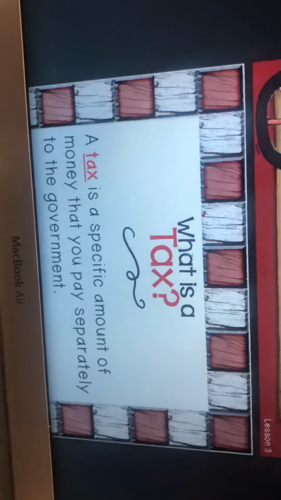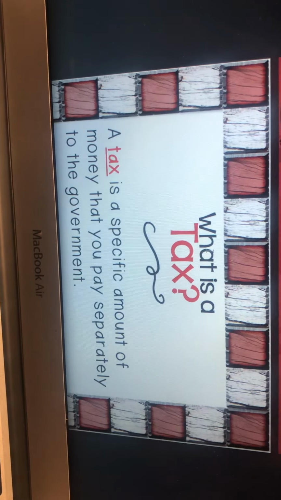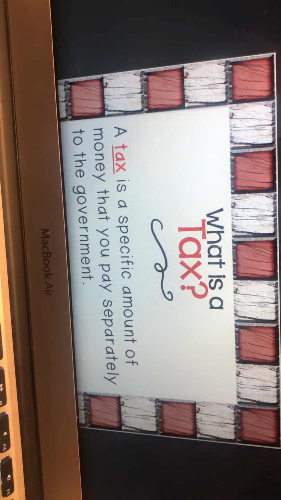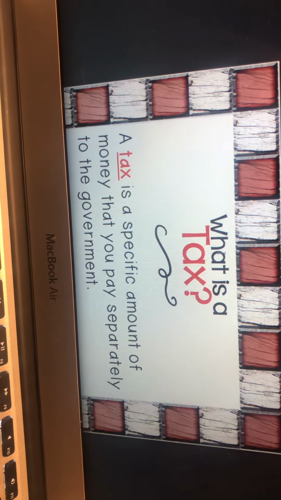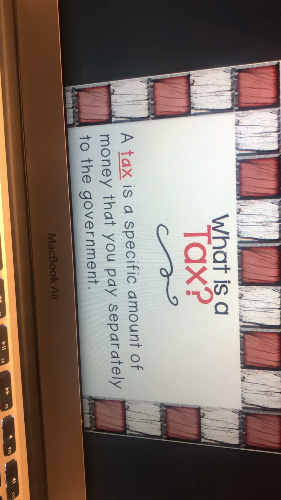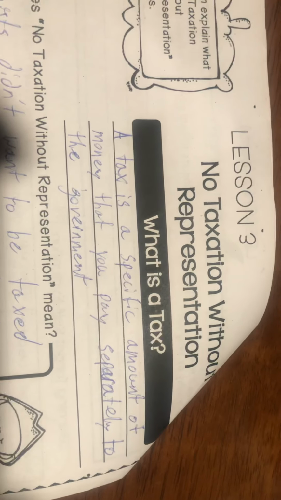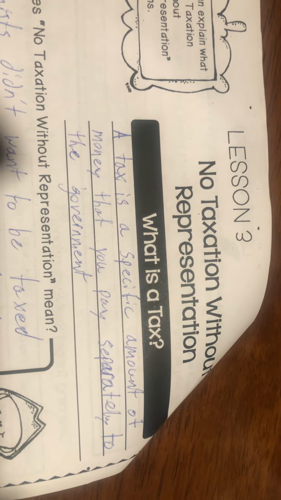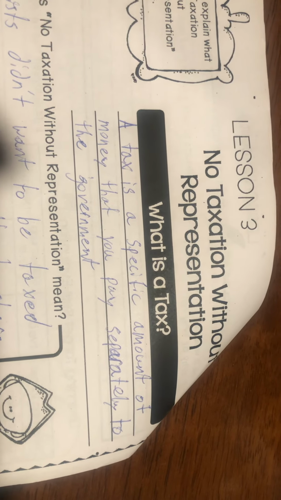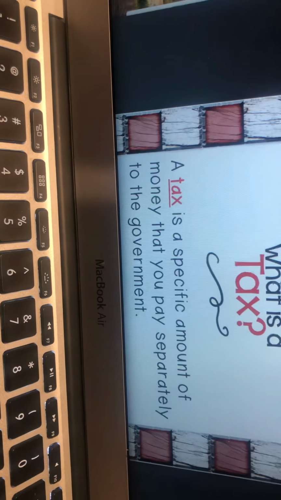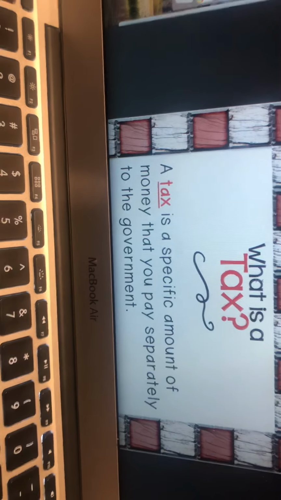Okay, next we're going to be getting into what is a tax. Flip to page 7 in your packet, because you'll be writing this down. So what is a tax? A tax is a specific amount of money that you pay separately to the government. On page 7, that would go right here. Please do not forget to pause the video at times so you can write this down, in the top right corner on page 7.